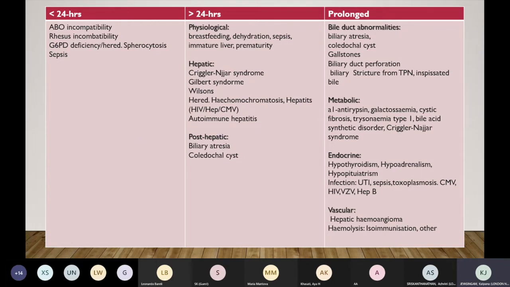Or it could be post-hepatic, and probably the commonest reason for prolonged jaundice is biliary atresia. So there is a defect in the anatomy of the bile duct, and therefore even though you were able to convert unconjugated bilirubin into conjugated bilirubin, your body is unable to get rid of it because the bile system is just not working, and therefore the bilirubin is not getting to the small intestine where it can get excreted. Other causes, as you can see, could be metabolic, where you might have other features alongside jaundice, or endocrine causes like hypothyroidism or hypoandrogenism, or infections like CMV, toxoplasmosis, i.e. congenitally acquired infections, or vascular causes.